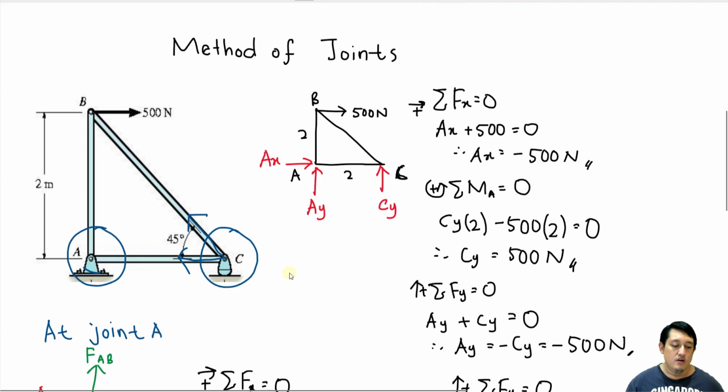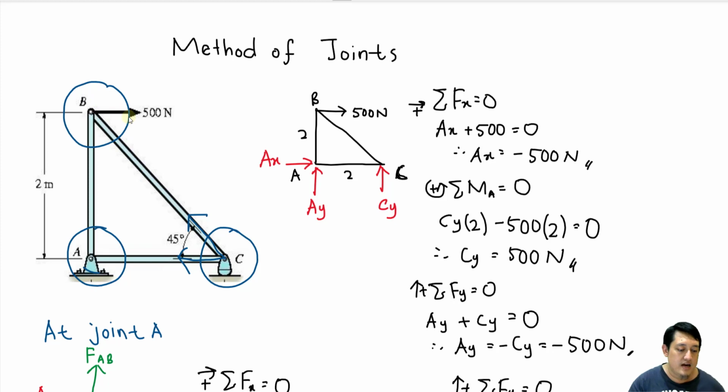Okay, so for your own exercise, use this method of joints to calculate the members at joint B here. Do this by yourself first. Use method of joints to calculate the members at joint B. Therefore, we will have B to A and also B to C. You are supposed to get the same answer. So please try to do this one on your own.